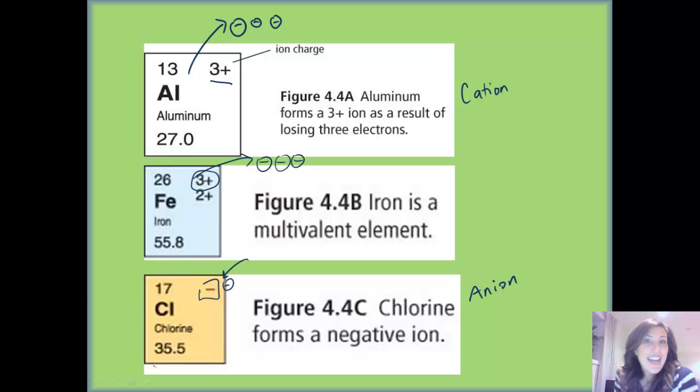So there you go. That is our introduction on atoms and the periodic table. Please read this section of your textbook and come prepared with lots of questions tomorrow as we dive into Bohr models.